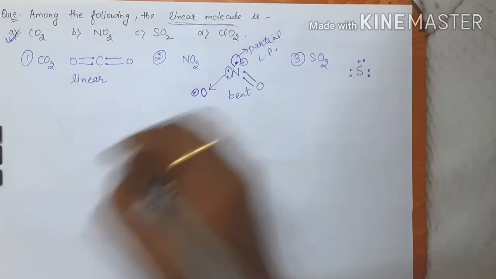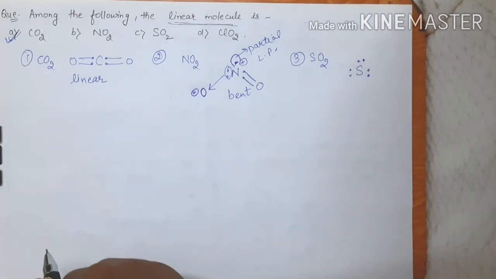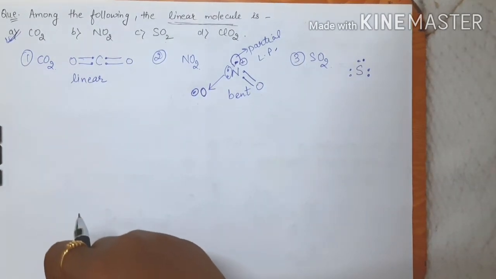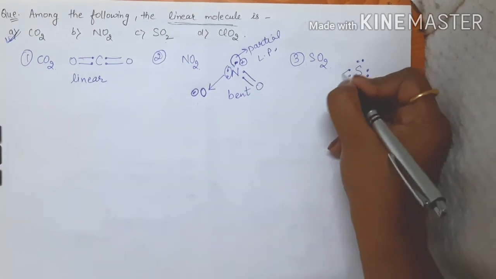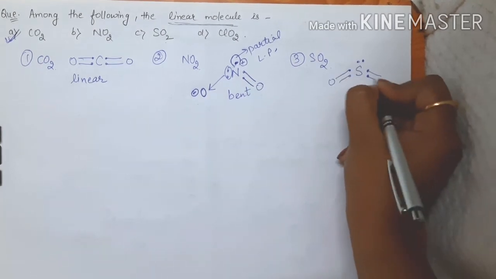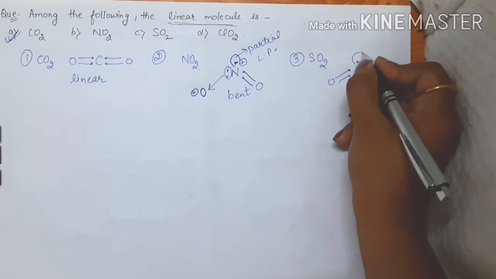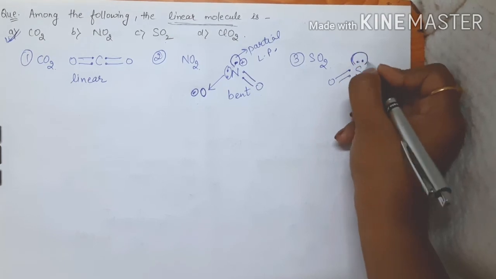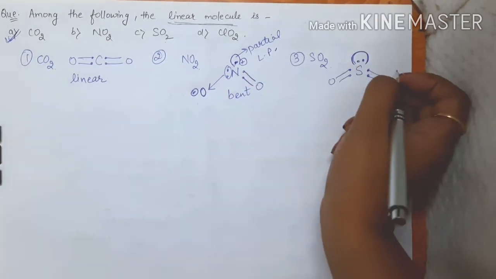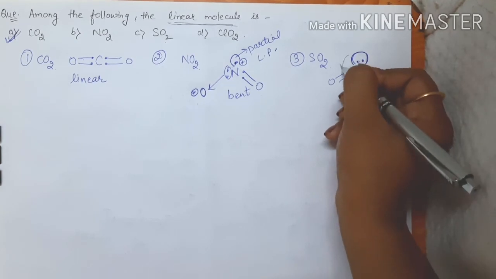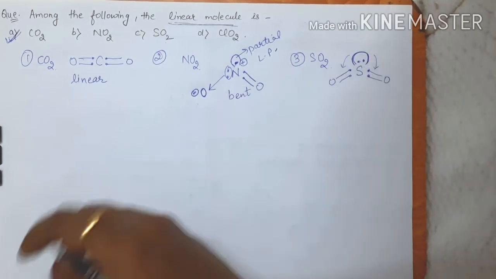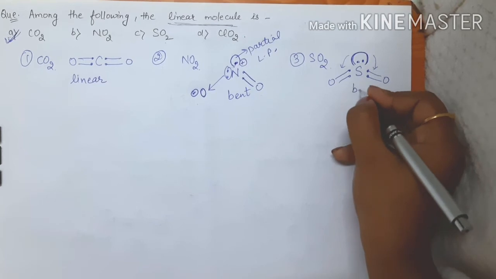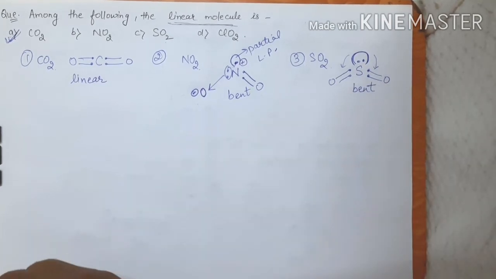It belongs to the oxygen family, so it has 6 electrons in the valence shell. It is attached with 2 oxygens. Oxygens are bivalent, so it will be attached like this. And due to the presence of this lone pair, what happens? It doesn't remain linear because of the repulsions of this lone pair, and the shape is bent.